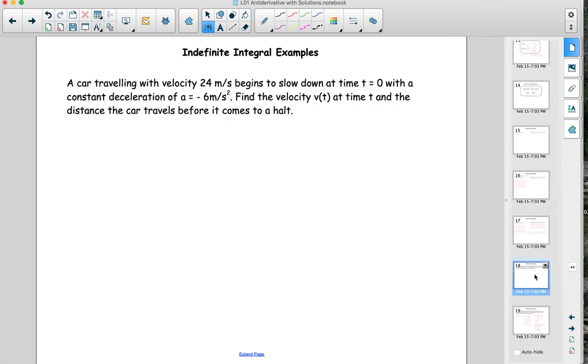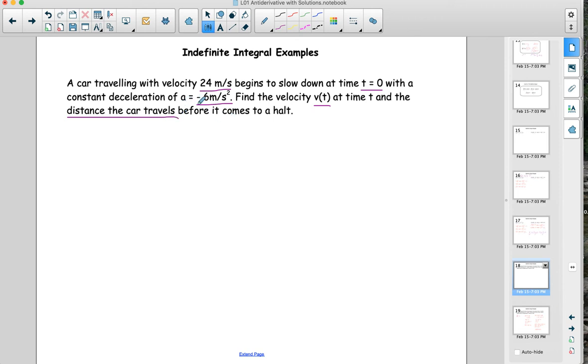All right, last example for the first half of the lesson. A car is traveling with an initial velocity of 24 meters per second. It starts to slow at time 0, with a constant deceleration. Find the velocity at time t and the distance the car travels before it stops. If you don't want any hints whatsoever before you attempt to solve this, I would suggest you pause right now.